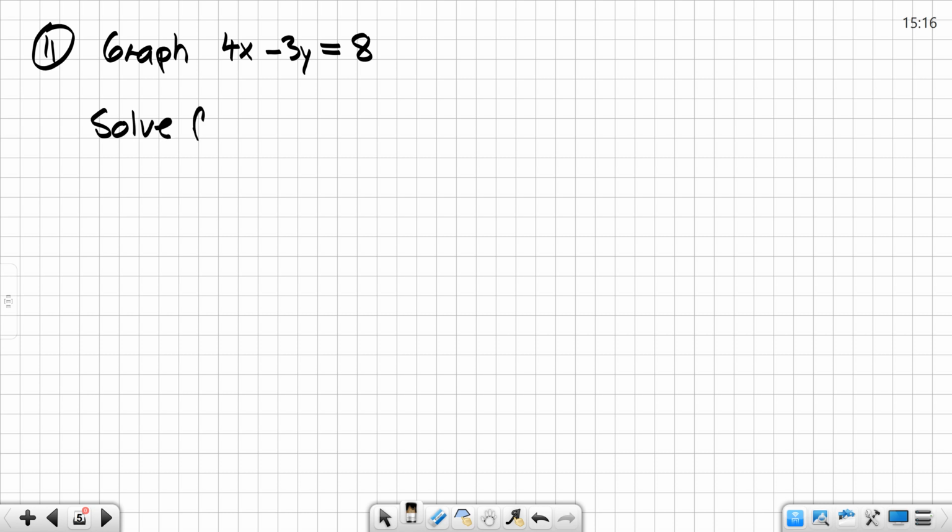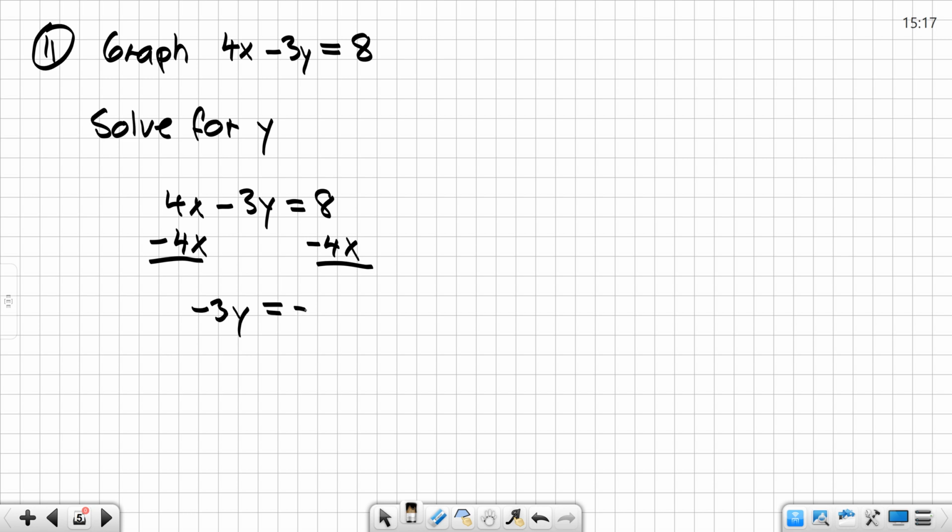We are solving for y. So the first thing that I'm going to be doing is I take my equation, and I am subtracting 4x from both sides. So I will have a negative 3y is equal to a negative 4x plus 8.